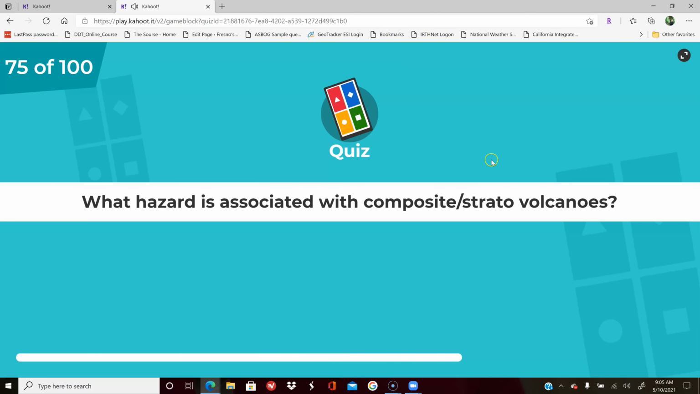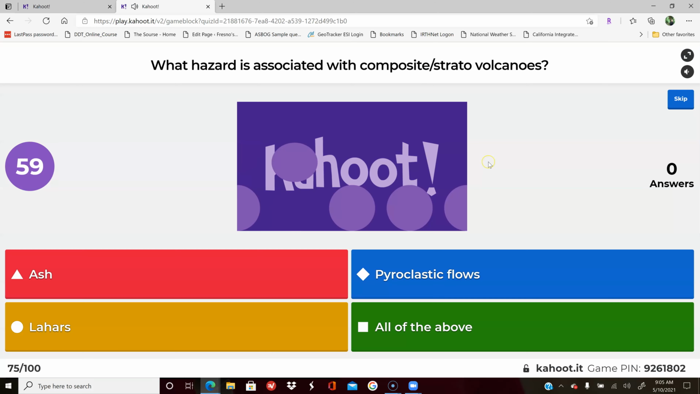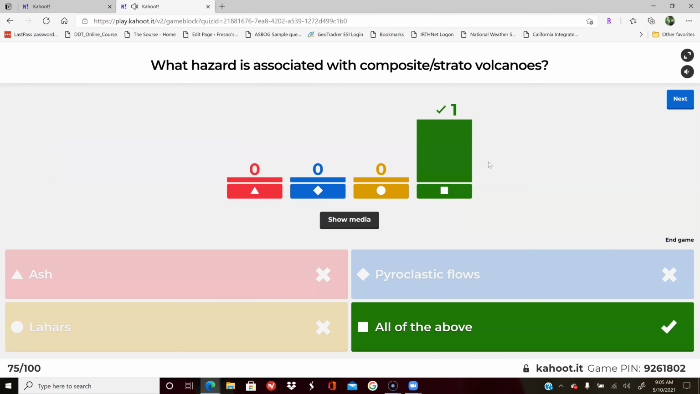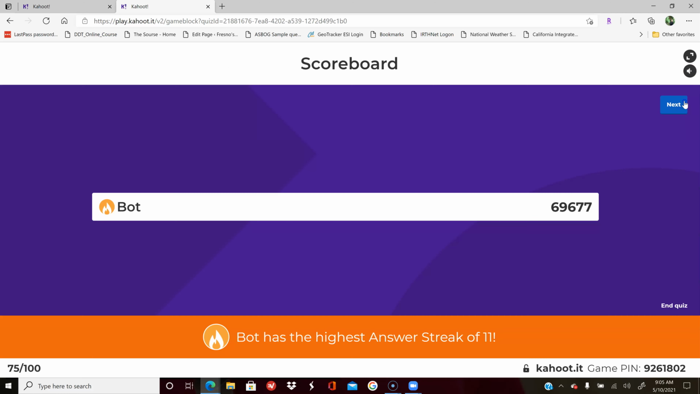What hazard is associated with composite stratovolcanoes? Ash, pyroclastic flows, lahars, or all of the above? That will be all of the above. Composite stratovolcanoes have a lot of hazards associated, and all three of these are hazards of a composite strato eruption.